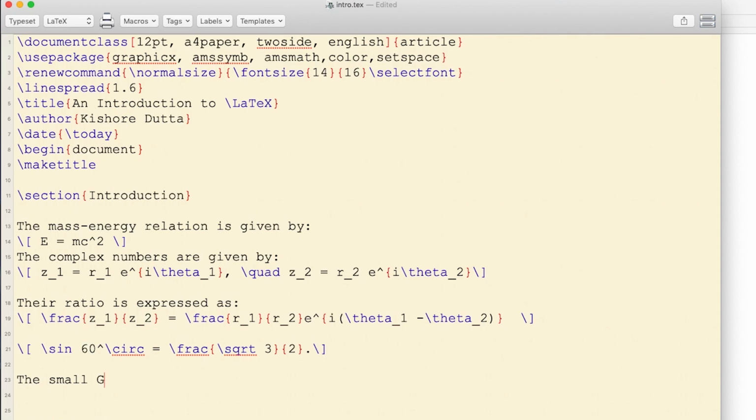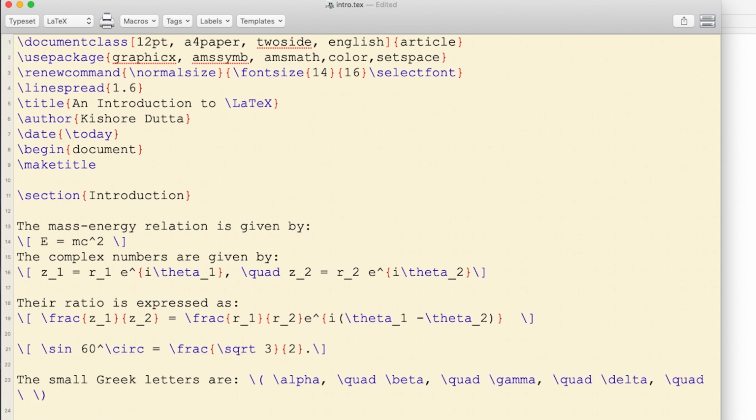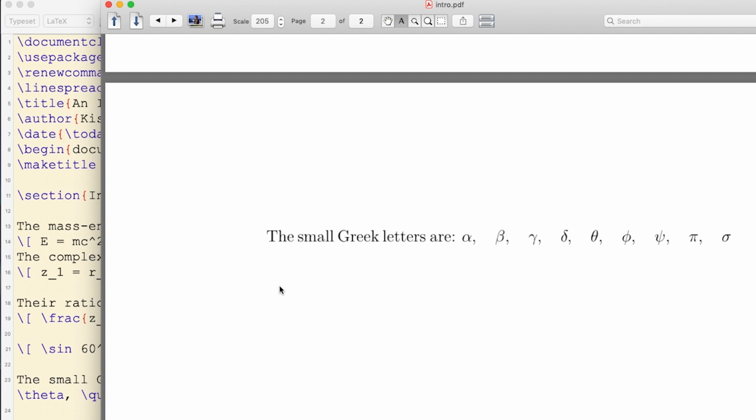I am now writing Greek symbols as \alpha, \beta, \gamma, \delta, \theta, \phi, \psi, \pi, and \sigma. This generates the small Greek letters alpha, beta, gamma, delta, theta, phi, psi, pi, and sigma.